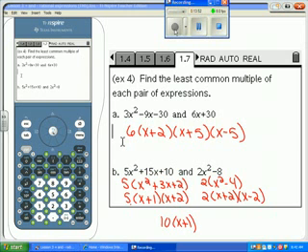Done. An x plus 2. Now I only need one of them because there's one in each. What else do I need? An x minus 2. Okay, so that is our common multiple. Okay, how'd we do?